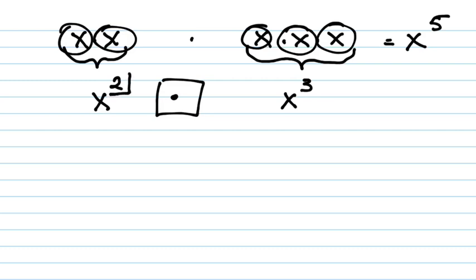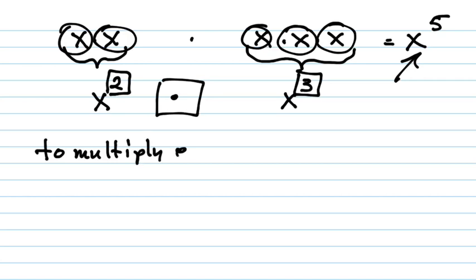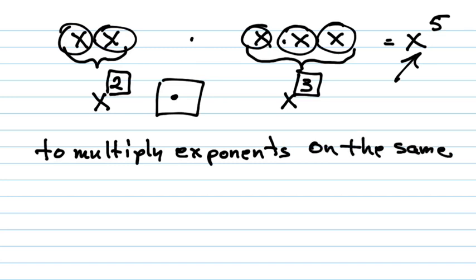Well, what could I do to this 2 and 3 to get that same x to the fifth power? Simply add them. So anytime you're multiplying with exponents, to multiply exponents on the same base.